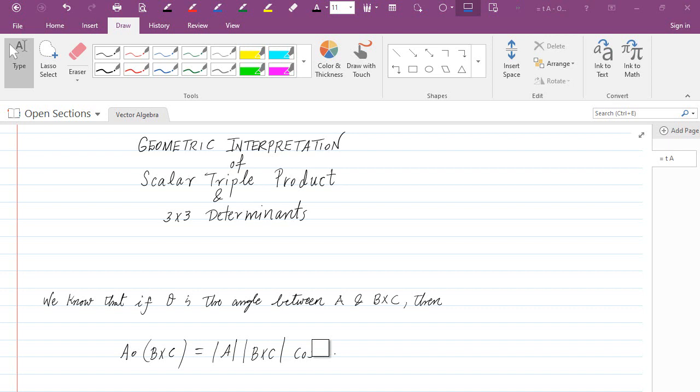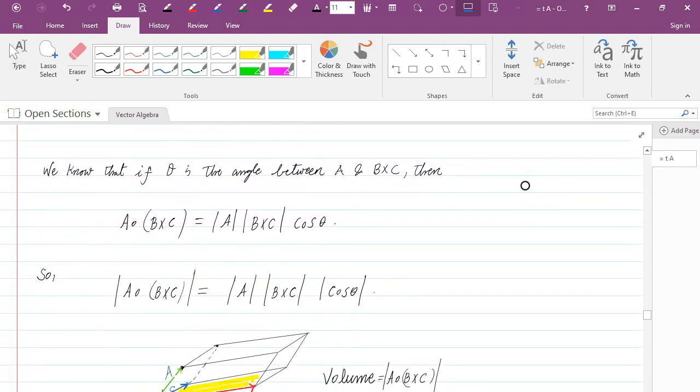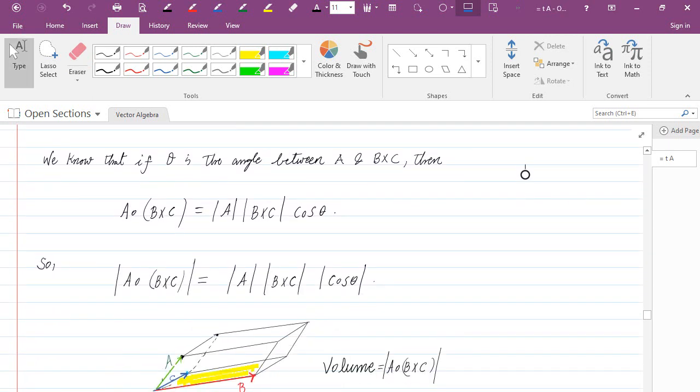Welcome back. Let's look at a geometric interpretation of the scalar triple product, which is also the same as the 3 by 3 determinant. We know that if theta is the angle between the vector A and the vector B cross C, then their dot product, which is the scalar triple product, would be equal to the length of A times the length of B cross C times cosine theta.